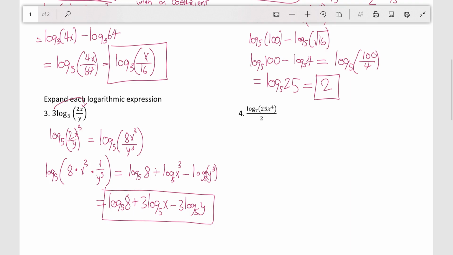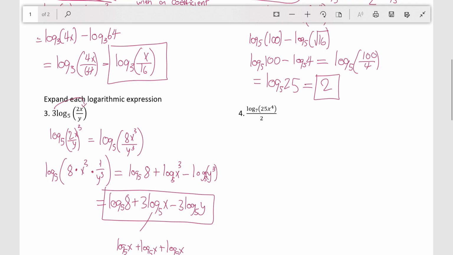So from here I couldn't expand it any further. I mean, I suppose I could write 3 log x as log base 5 of x plus log base 5 of x plus log base 5 of x, but that would just be expanding it to a more complicated point. So this is like the simplest expanded version of it.